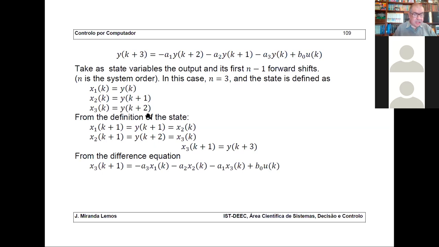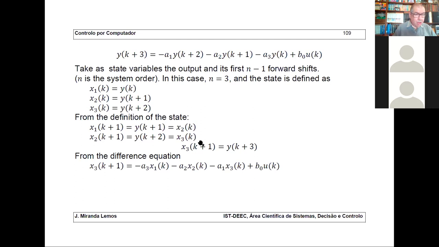Now, let's start writing the equations for the state. You write the state at time k plus 1 in terms of the state at time k. So x1 of k plus 1, by the definition of state, is y of k plus 1. But y of k plus 1, again by definition, is x2 of k. So x1 of k plus 1 is x2 of k. So you are expressing x1 at time k plus 1 in terms of the state at time k. In this case, it depends only on the second variable. Now, do the same for x2. x2 of k plus 1 is y of k plus 2. But y of k plus 2 is x3 of k. We have already two equations.